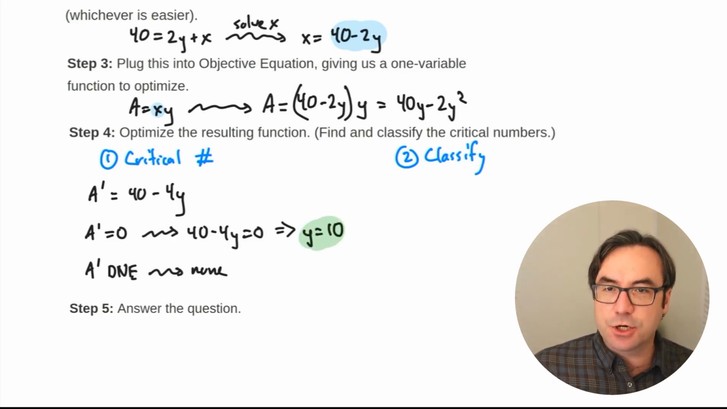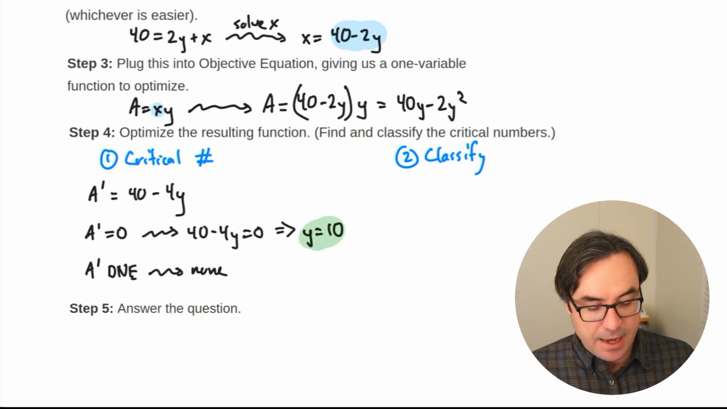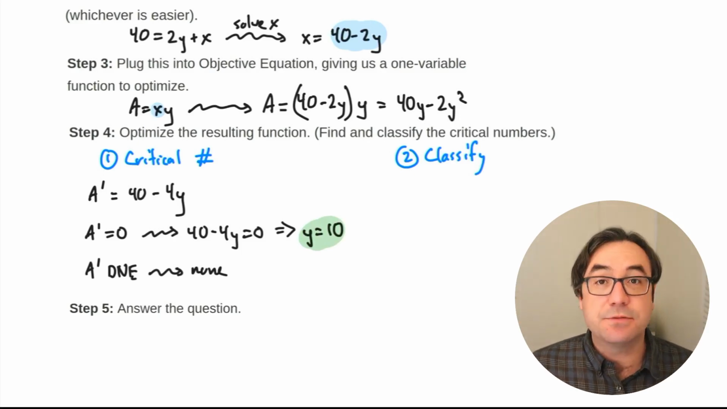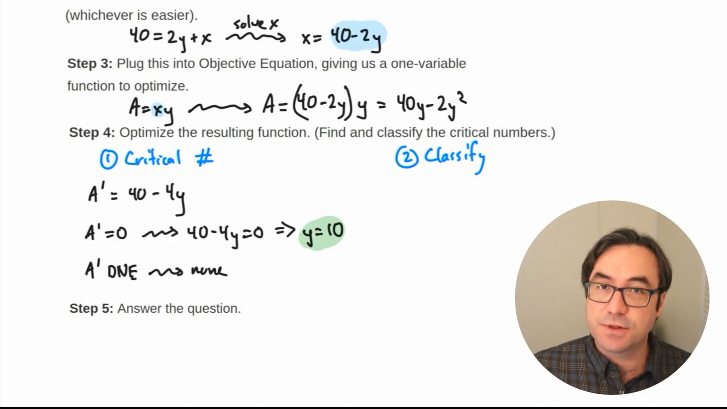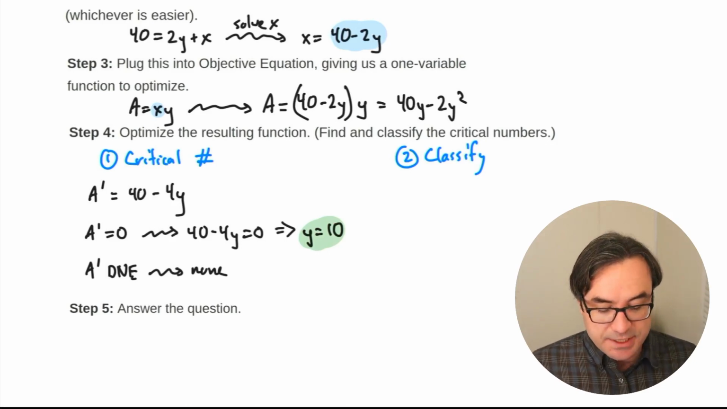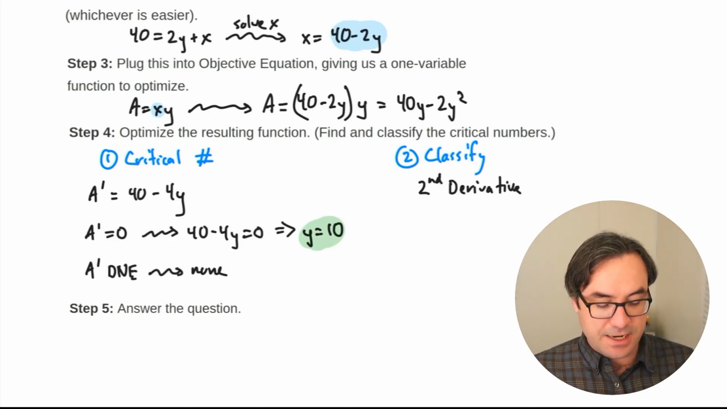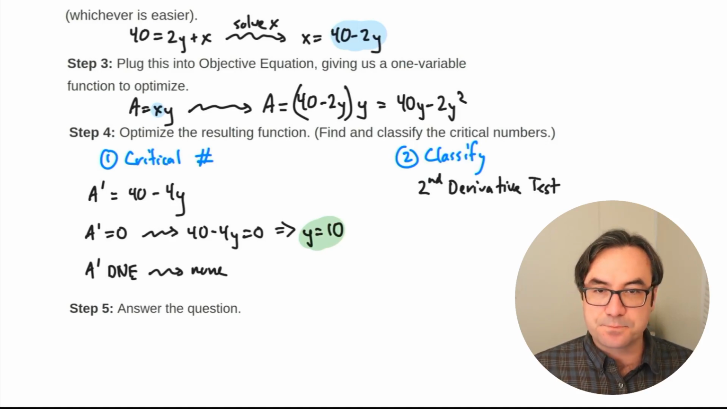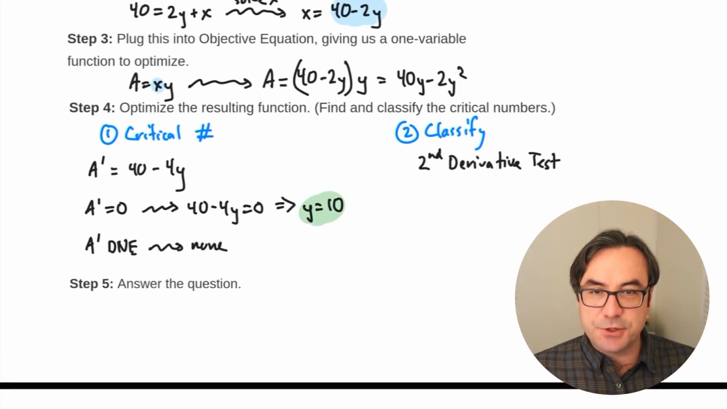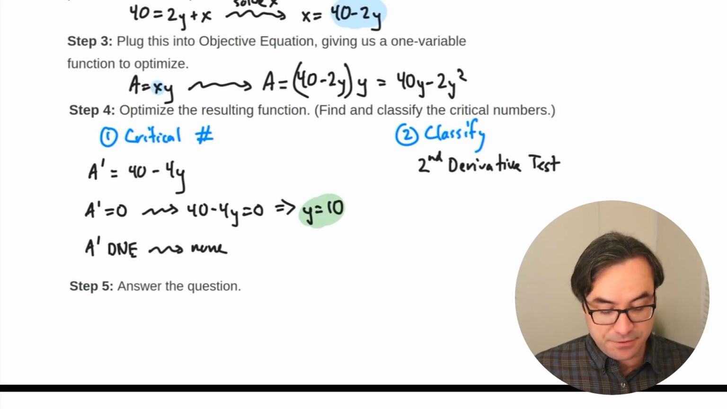And we just want to make sure, do we have a max or a min there? We want to classify it. When we classify our critical number, we have 2 tests: the first derivative test or the second derivative test. Usually the second derivative test is a little bit easier. So we're just going to state the name that we're using: second derivative test. That means we need to calculate our second derivative.